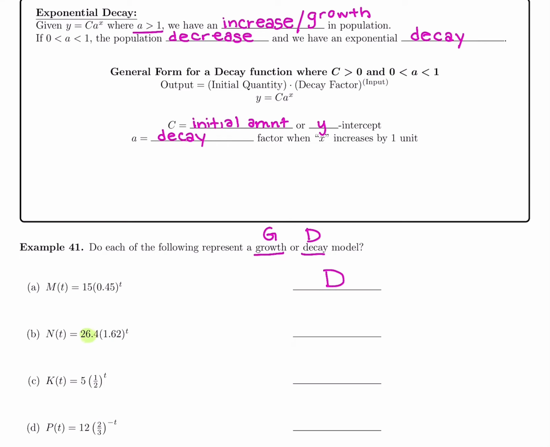Looking at the next one, the initial amount is 26.4. And then A is 1.62. So that 1 is going to keep 100% of 26.4, your initial amount, and then it's going to be 0.62 more than that. So this is going to model growth. Anything bigger than 1 is growth. Anything less than 1 is decay. The next one, the initial amount is 5, and the growth or decay factor is 1/2. Well, 1/2 is 0.5, so we would call that a decay factor. It's between 0 and 1, so it must be decay.